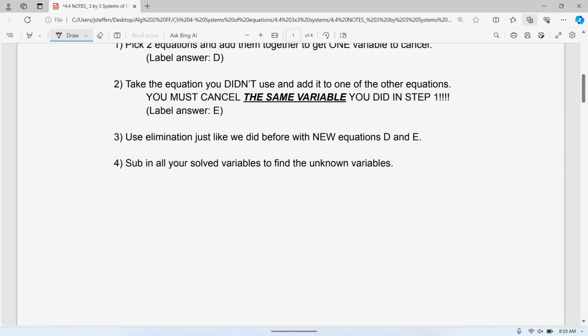Step 2, take the equation you didn't use. There's one equation we didn't use so far, and that's equation B. In step 1 we have some freedom. Step 2 has a little bit more constraints. We need to use the one equation we have left. And the second thing you have to do, and this is the most common mistake a lot of people make, so listen carefully: in step 2, you have to cancel the same variable you did before. That's the biggest thing people miss.